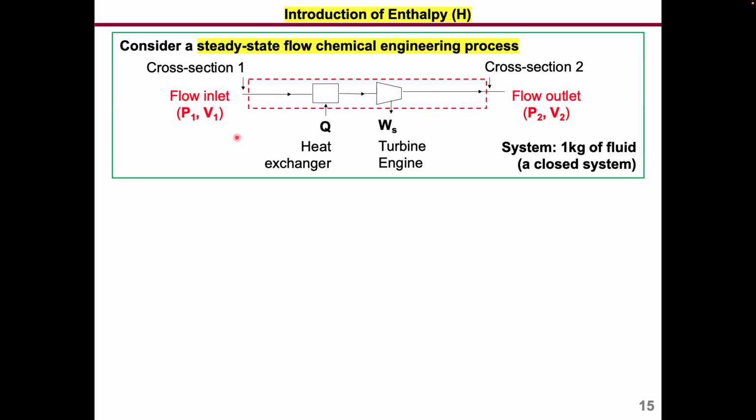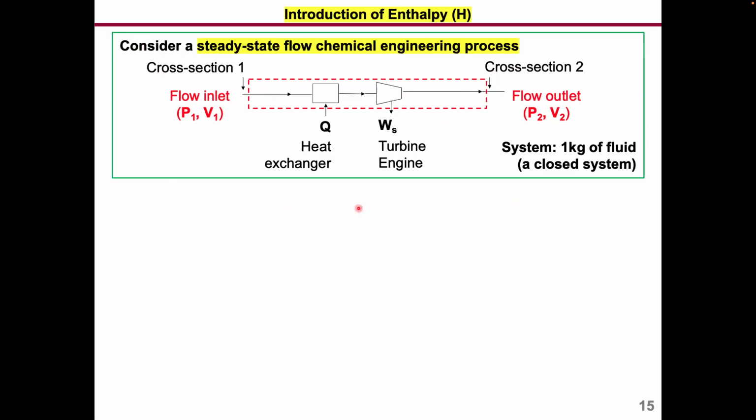And then let's say your state one has a pressure P1 and V1. V1 is the molar volume of this fluid at this particular state, right? So P1, V1 relate to state one or cross-section one. And then P2, V2 relate to cross-section two or state two, okay? Now we just need to understand, right?